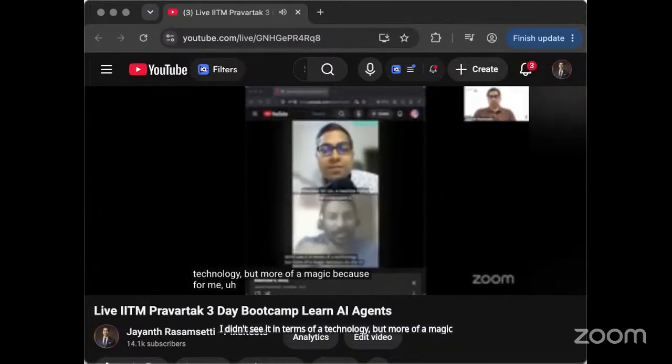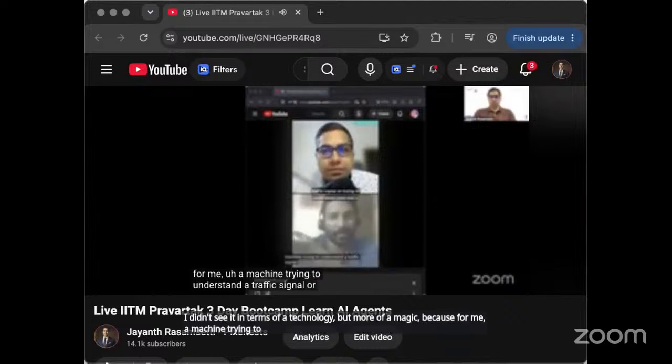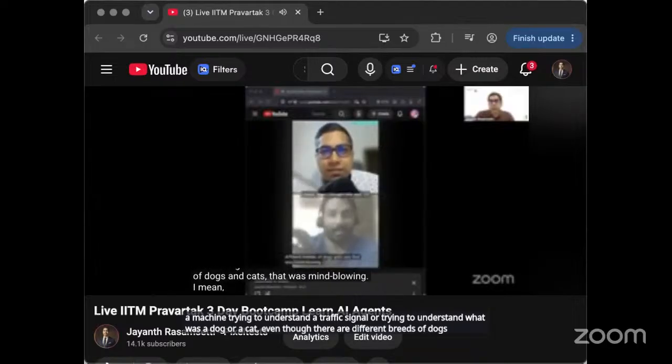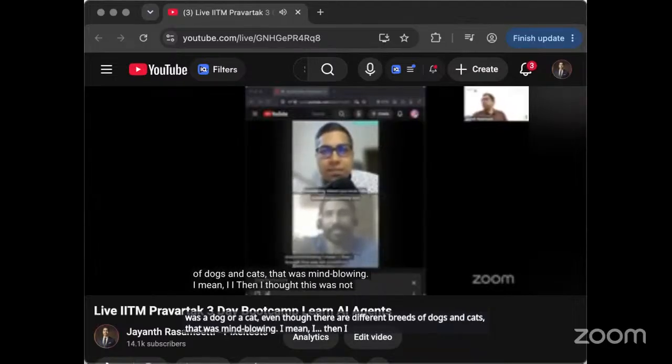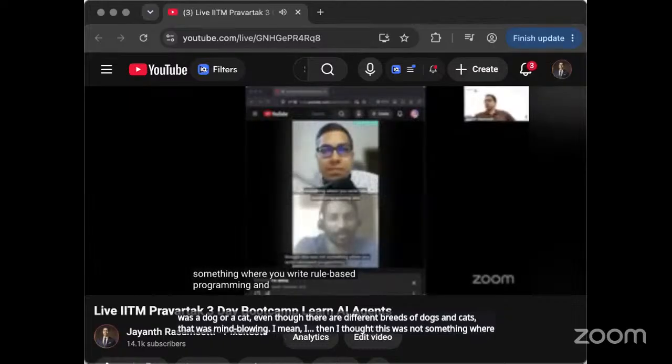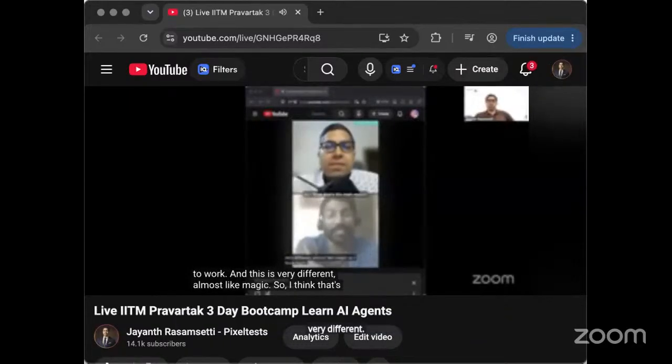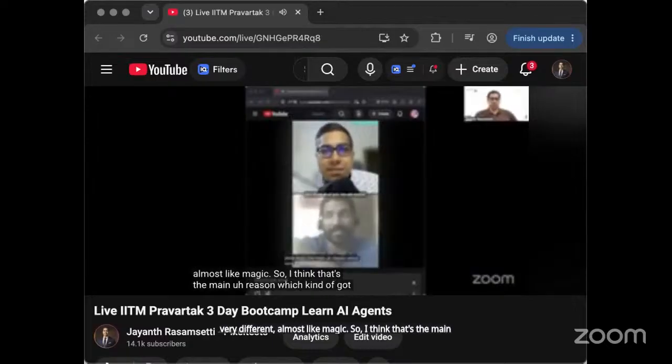For me, a machine trying to understand a traffic signal, or trying to understand what a dog or a cat is, even though there are different breeds of dogs and cats, was mind-blowing. I thought this was not something where you write rule-based programming and code and it works. This is very different, almost like magic. I think that's the main reason which got me attracted.